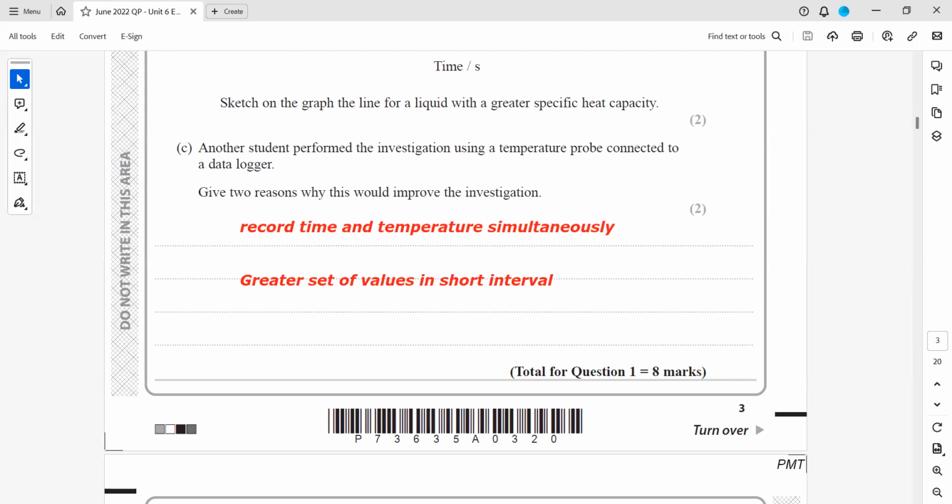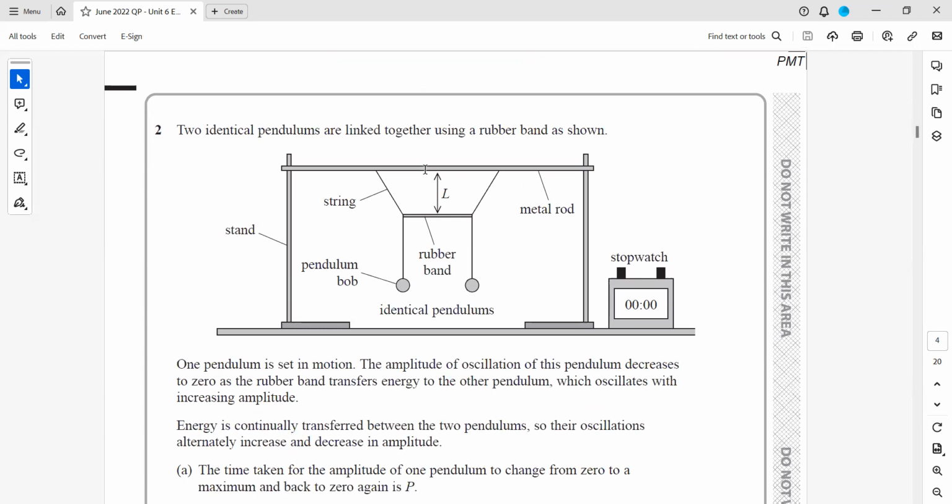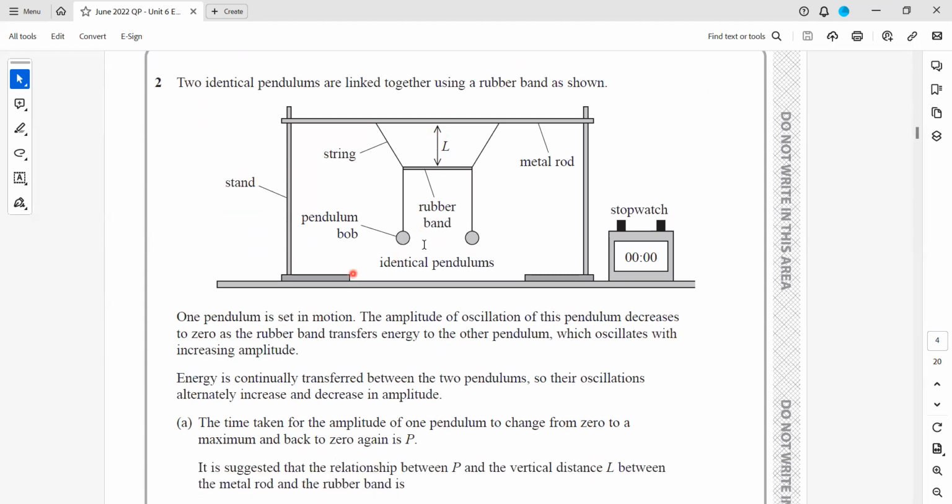The next question, question 2, is from the June 2022 paper. Two identical pendulums are linked together using a rubber band as shown. You can see a spring L is there, and this is a rubber band. One pendulum is set in motion, and the amplitude of oscillation of this pendulum decreases to zero as the rubber band transfers energy to the other pendulum, which oscillates with increasing amplitude. So the first pendulum starts to slow down and the second pendulum starts to move. The energy is continuously transferred between the two pendulums, so their oscillations alternately increase and decrease.